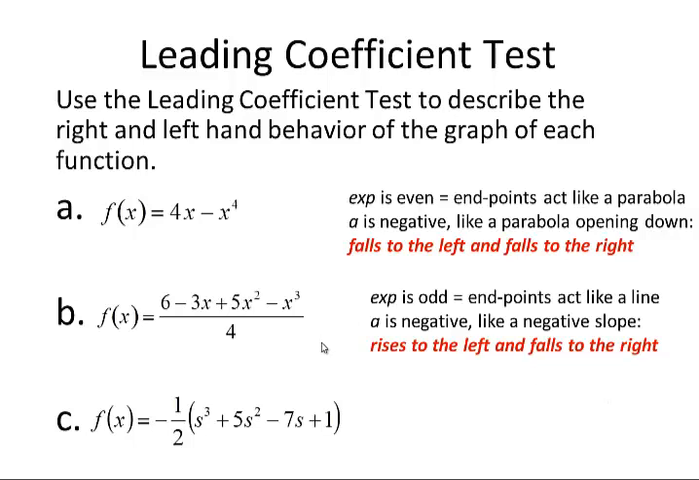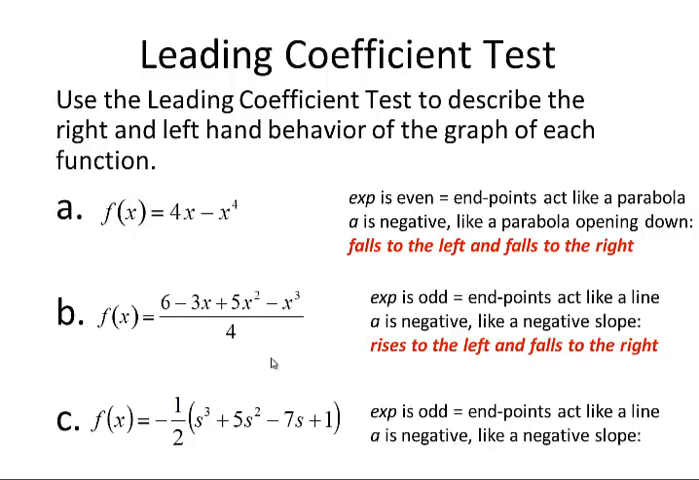Okay. What about this one? Well, if I distribute this, I'm going to get an odd leading coefficient. I don't look at any of this stuff here. So that's going to look like a line, and since it's a negative 2, it's going to look like a line with a negative slope. So it rises to the left and falls to the right. How's that? All right, let's go on.